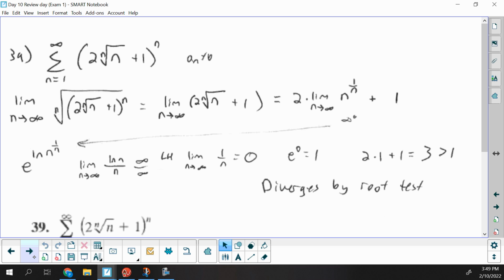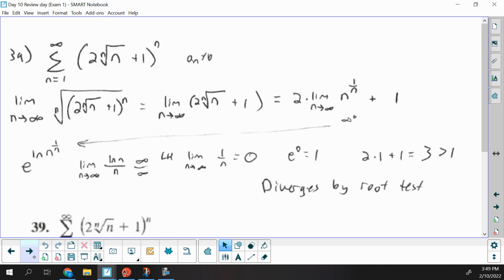Next one, we're raised to the n, so we do the root test. As n goes to infinity, that's really n to the 1 over n. Well, that's going to give us an infinity to the 0, which is indeterminate, so we have to take that off to the side. So I pulled that limit down to the next row. Our technique with an indeterminate exponential part is we do e to the natural log of the thing that we have.